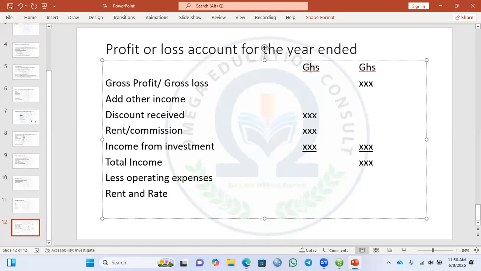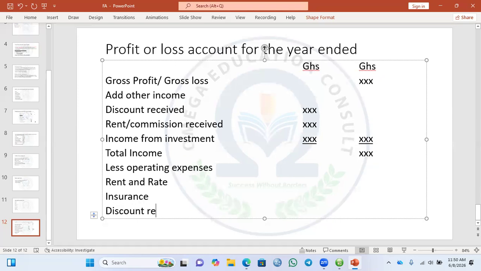Now don't get confused. You see rent here and rent here. The rent here is rent received by the business. And then this one will be rent paid. So note the difference between the two, as they have different balances. Rent received has a credit balance because it's seen as an income, and rent paid has a debit balance because all expenses have debit balances. So let me list a few of the operating expenses: rent and rates, insurance, and discount allowed. Just these three, but you know there are a lot of them.